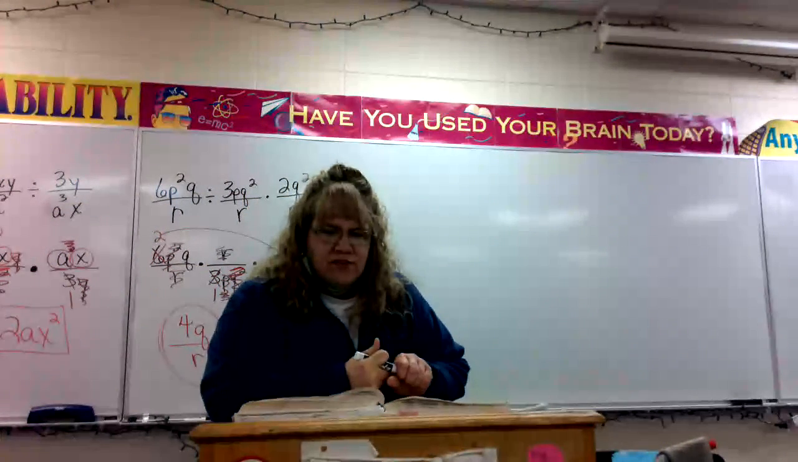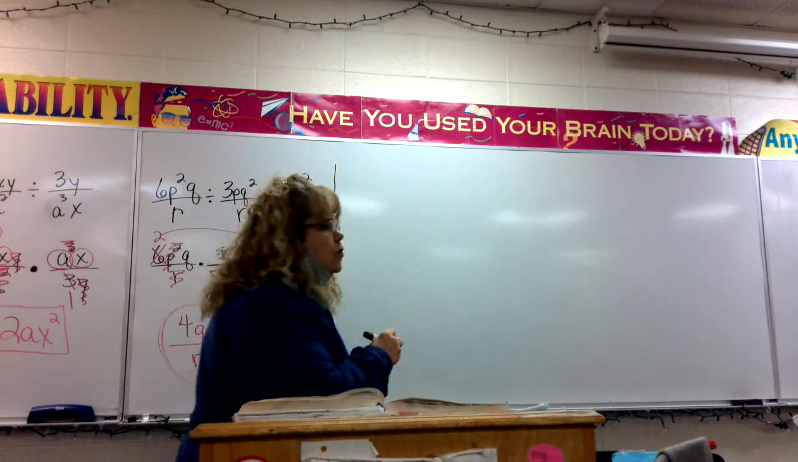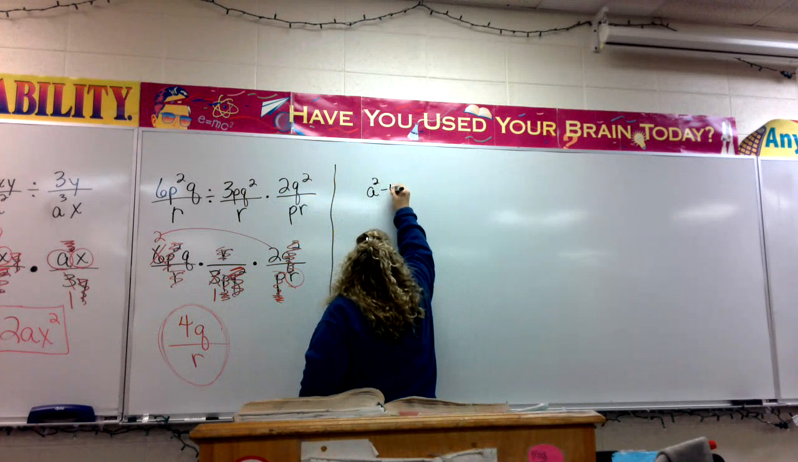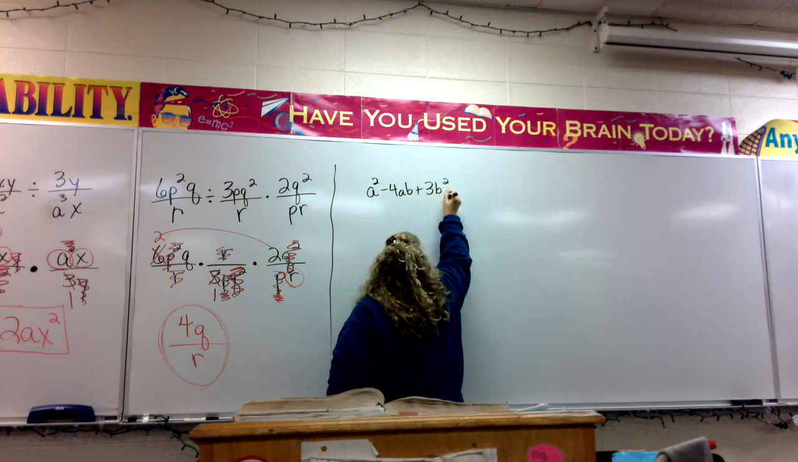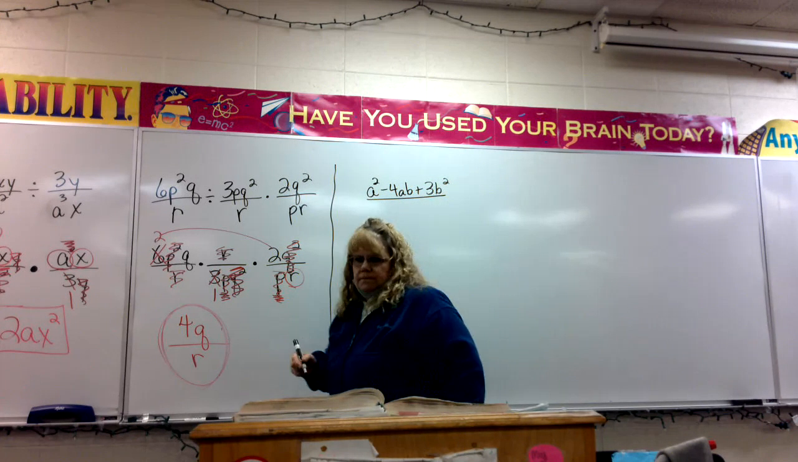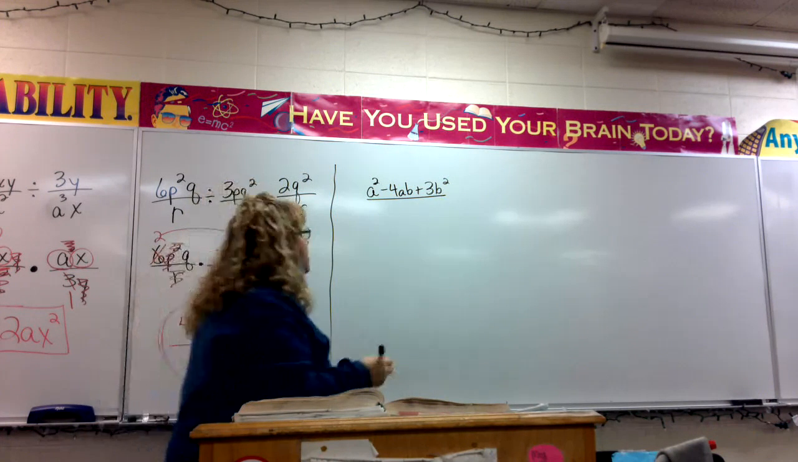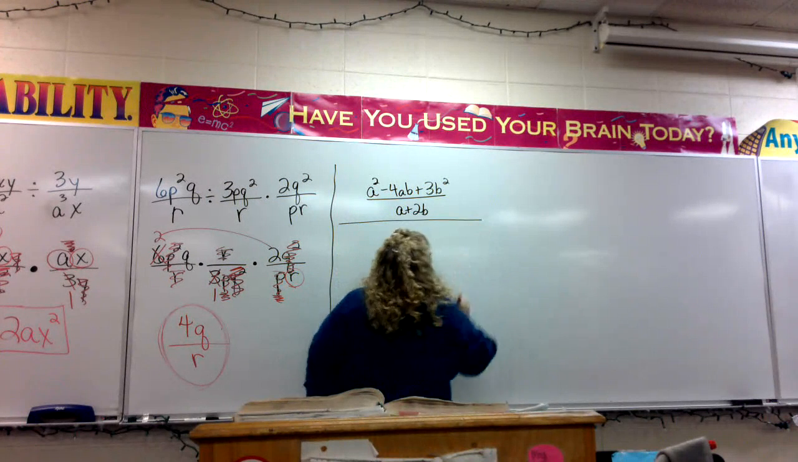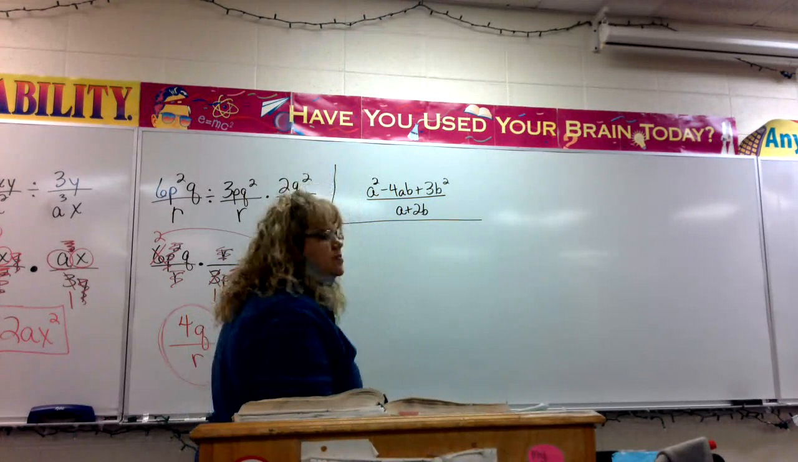I saved the best for last. A squared minus 4ab plus 3b squared over a plus 2b. Oh, I can feel the anticipation. Over. It's a complex fraction. A squared minus ab.